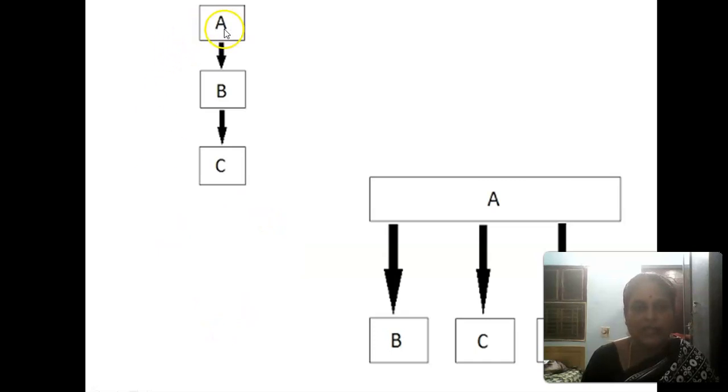A is a base class from which you create a new class called B, from which you create another class called C. This type of inheritance is called multi-level inheritance. Whereas here A is a base class from which you create three new classes B, C, D. This is called hierarchical inheritance. There are other inheritances also available: single inheritance, multiple inheritance, multi-level inheritance, and hybrid inheritance.